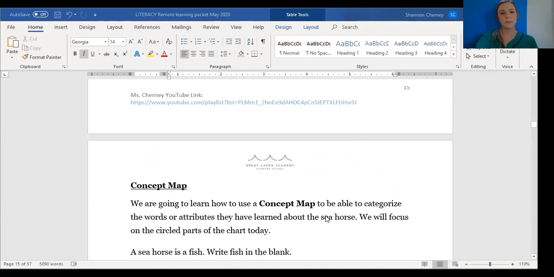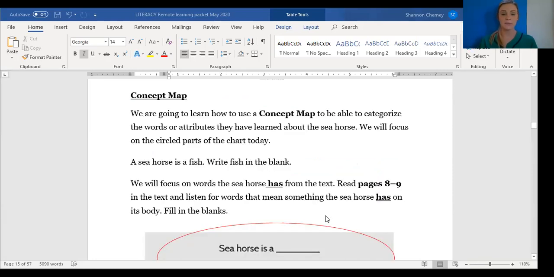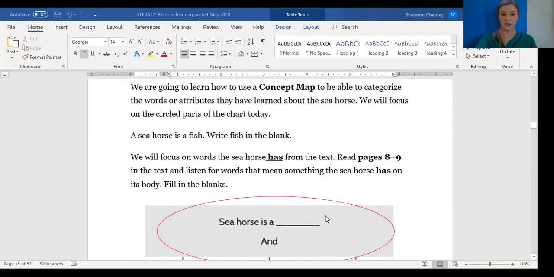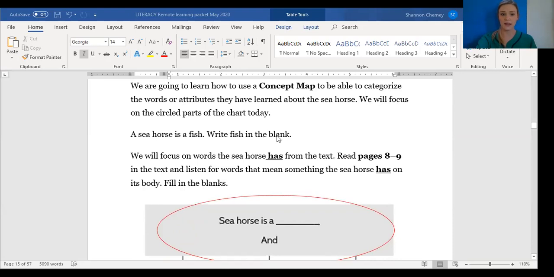Now we're going to think about how to use a concept map. This helps us categorize or place words in different places, the words or attributes that we've learned about the seahorse. We're going to focus on the part that I circled. A seahorse is a fish. So write fish in the blank. You would write "a seahorse is a," and then write fish in your packet.